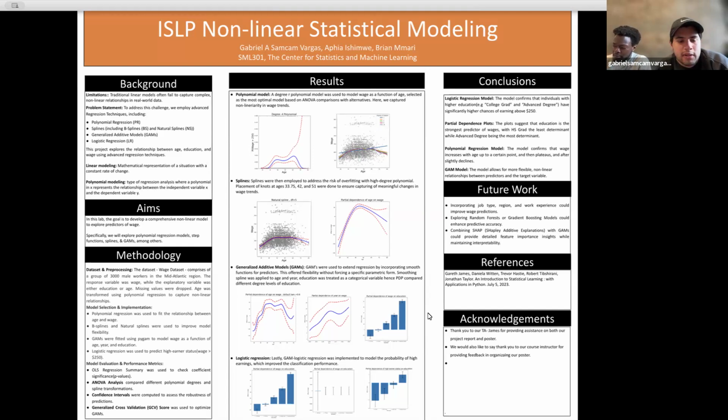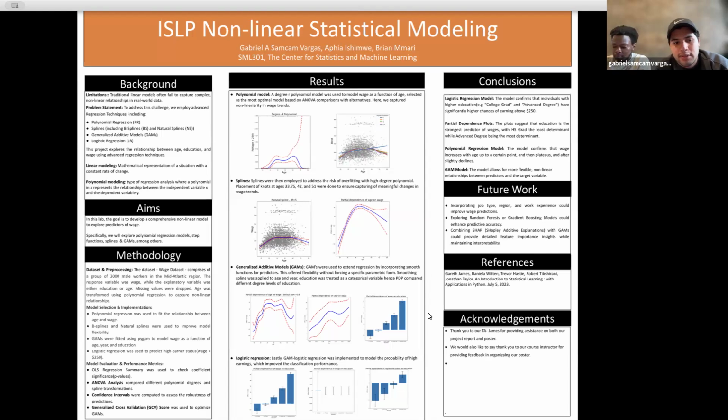Just for background, linear modeling is a mathematical representation of a situation with a constant rate of change. And polynomial modeling is regression analysis where a polynomial instead of a constant rate is used to represent the relationships between the independent variables and the dependent variables.